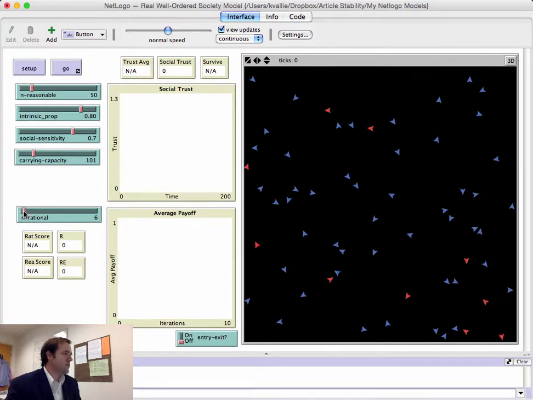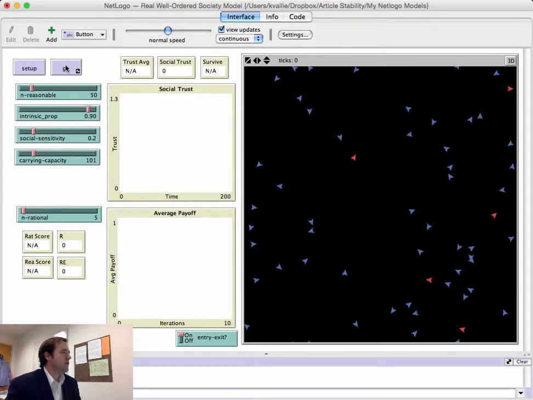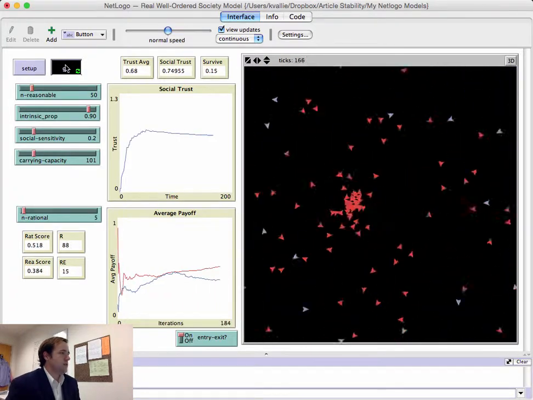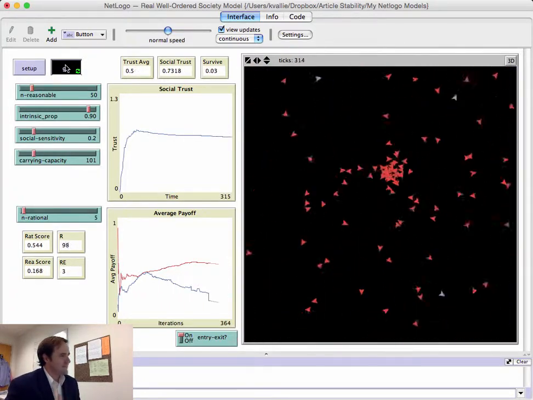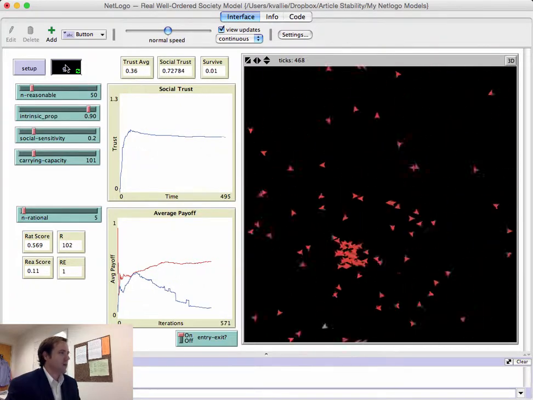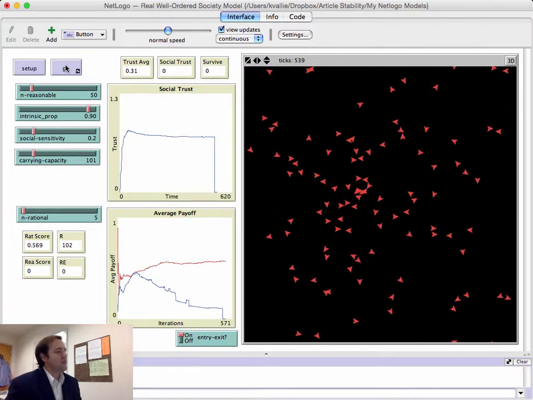You can see also, and I just sort of make this general point, that if you have a high intrinsic propensity and a low social sensitivity, good. Well, this is the proper time to make that point then. So every once in a while, it doesn't happen all the time, but it does happen a sizable minority of the time, the rational agents in fact take over.